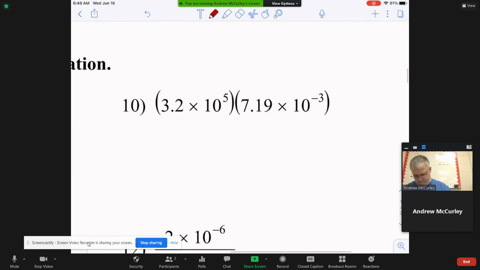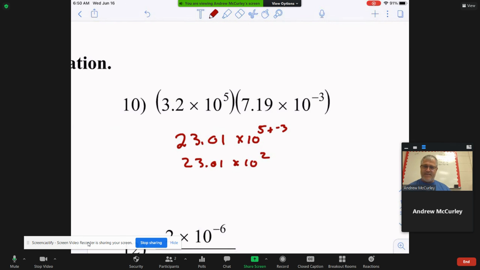Let's try this one. 3.2 times 7.19. I get 23.008. Let's just say 23.01, if you round correctly, times 10 to the 5 plus negative 3. So that's 23.01 times 10 to the second power. But again, that's not scientific notation.